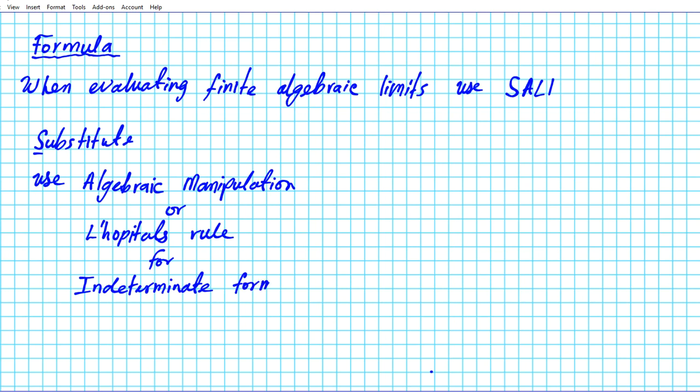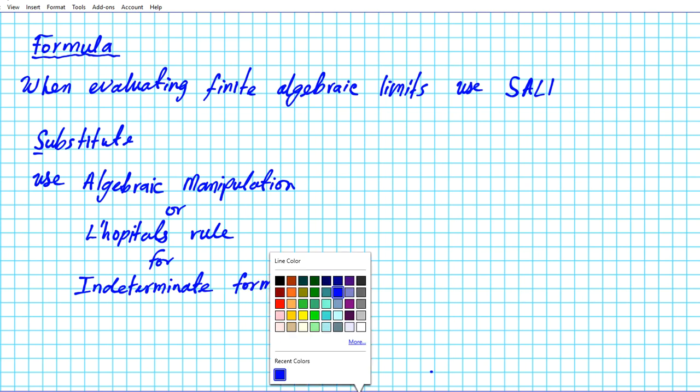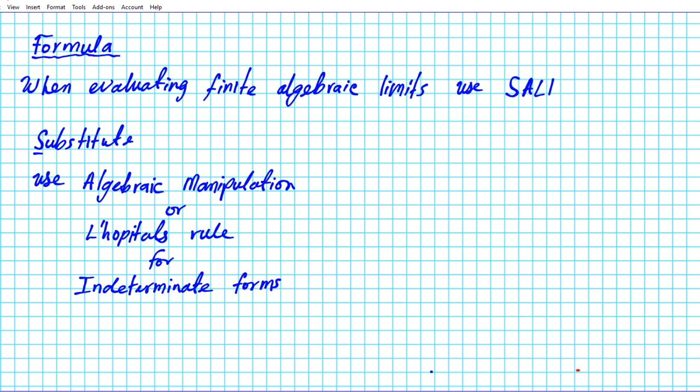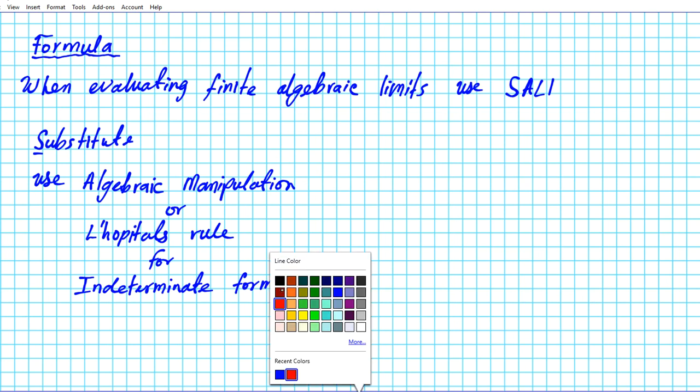But indeterminate forms are answers that are of the form 0 over 0. Okay? We're not talking about a number divided by 0. If you have a number divided by 0, that's undefined. In that case, the limit does not exist. But if you have an indeterminate form, we're looking at a scenario where you end up with 0 divided by 0. Okay? So that's the meaning of Sally for you.